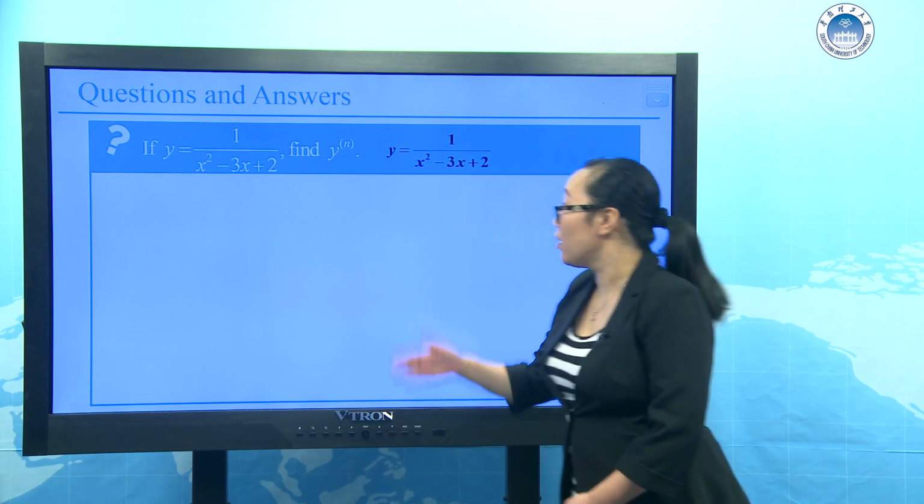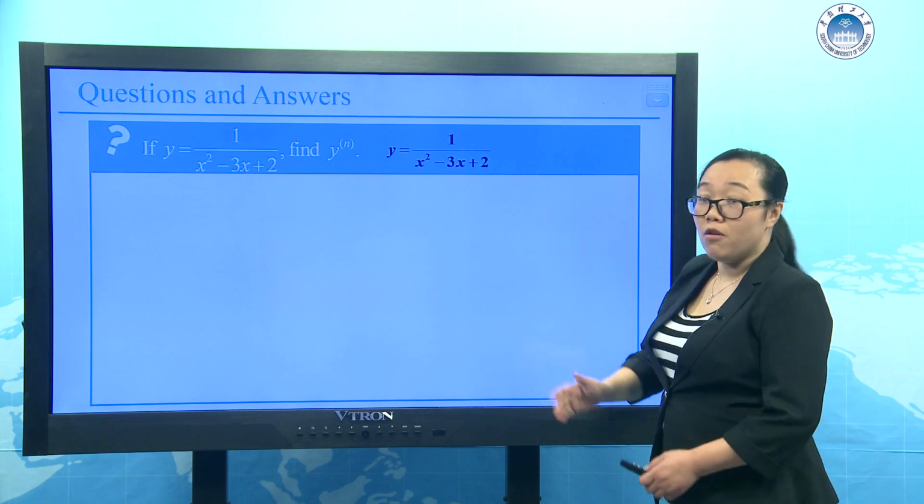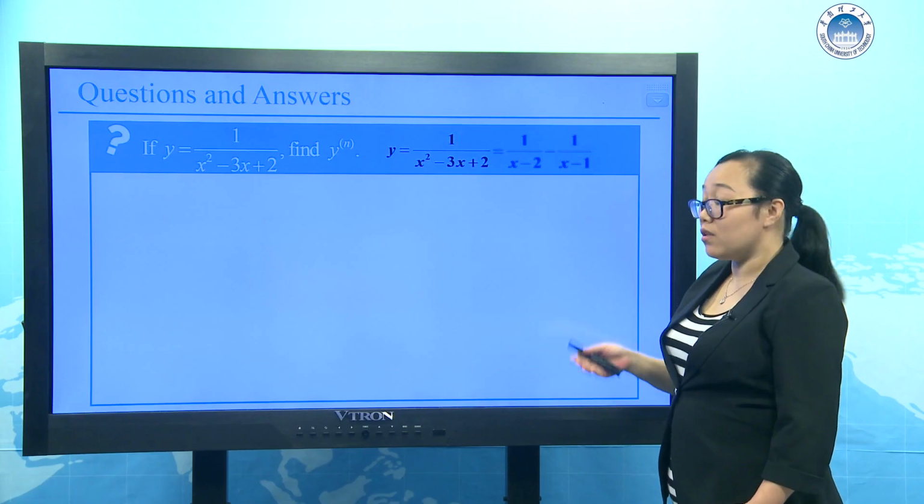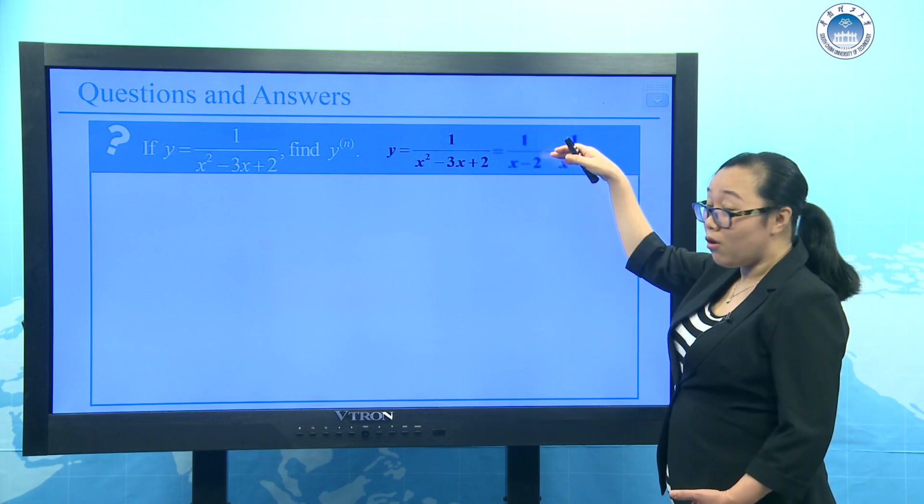We can write it in this form. y equals 1 over x squared minus 3x plus 2. Write it in this form: 1 over x minus 2 minus 1 over x minus 1. At this time, it's very easy for us. It's a special case, 1 over u.